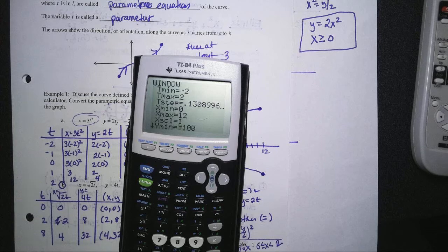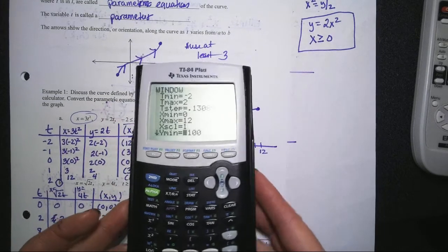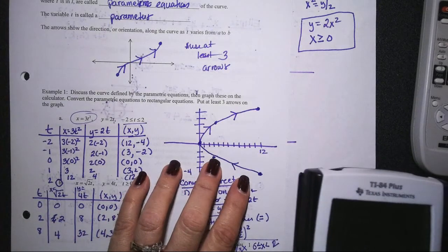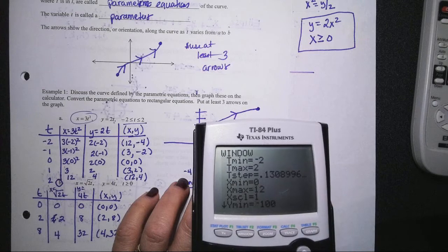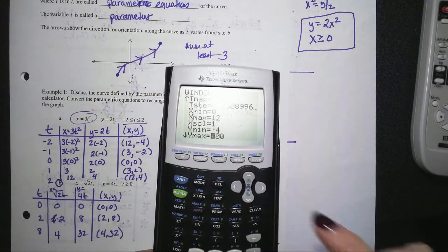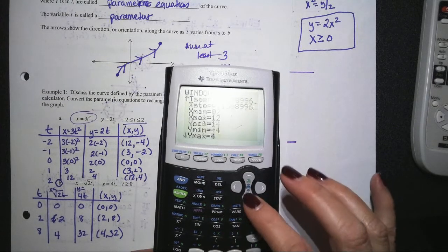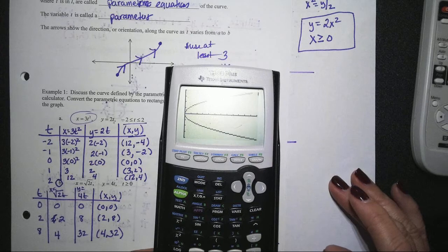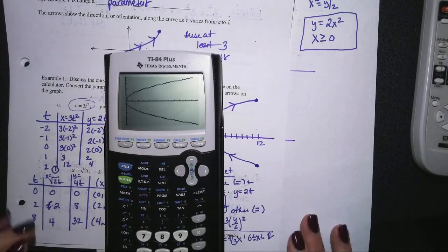X scale, we're just going to plot out every 1 unit on this graph. Y-min. So now look at your graph, look at your table. What is your smallest y value? Your smallest y value is what? -4. Y-max will be 4. You hit graph. Okay? Any questions on that?